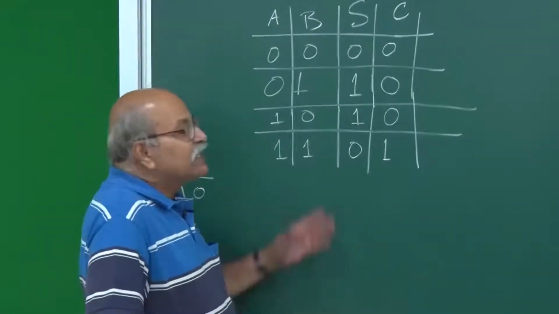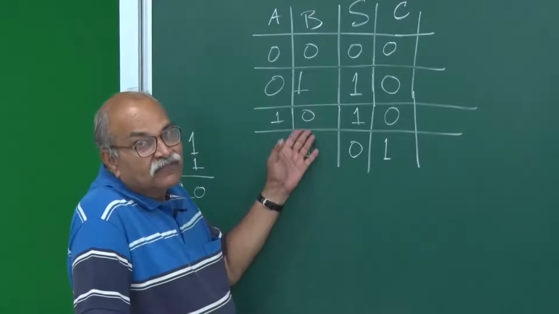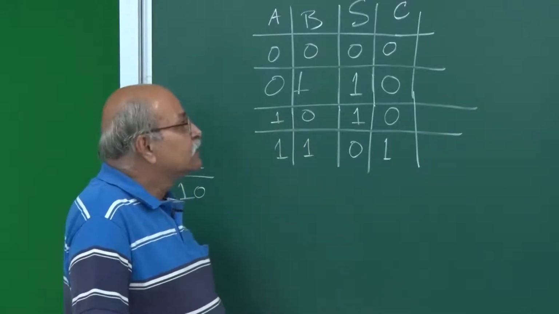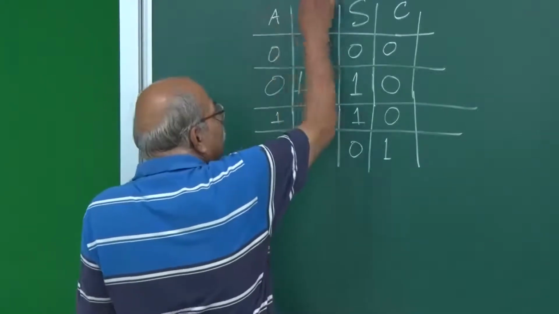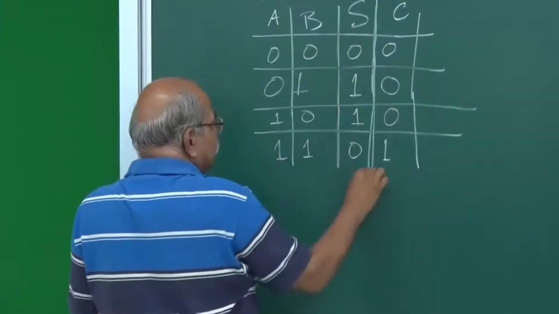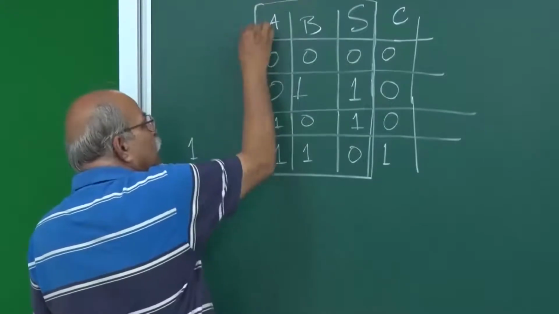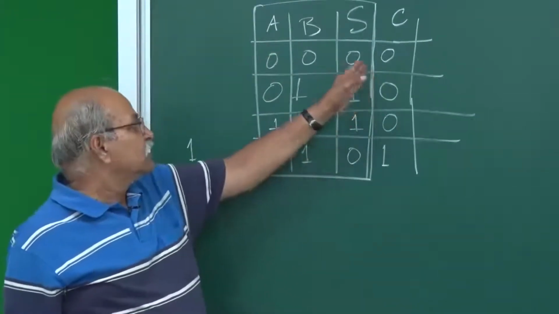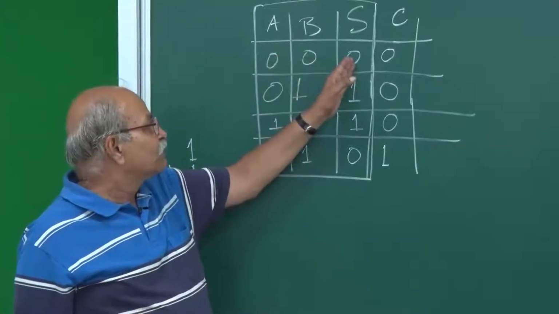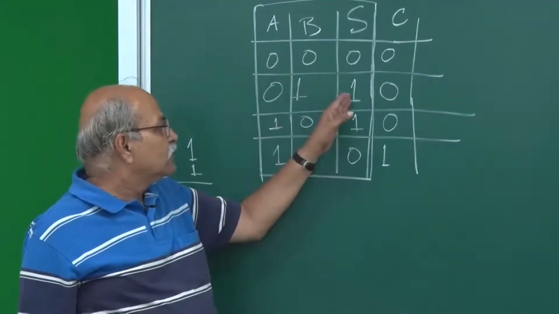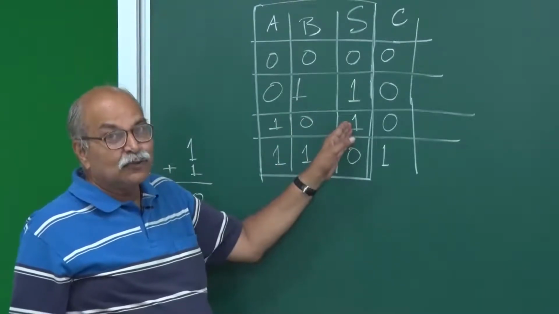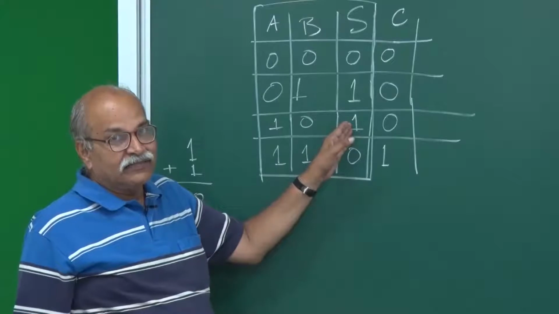Now, how to implement that? How to get a digital circuit which can do this? If you look at this part only, two inputs and one output, and the truth table is 0 0 gives you 0, 0 1 gives you 1, 1 0 gives you 1. Up to here it looks like an OR gate, right.